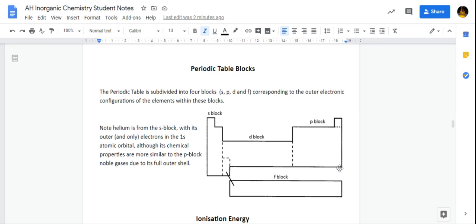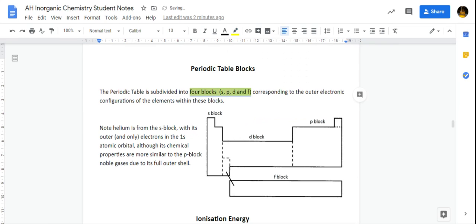This block here is the p block because you're filling the p orbitals as you move through this block. The transition elements are called the d block. And then the lanthanides and the actinides are called the F block. We're not going to deal with the F block in advanced higher chemistry. So the 4 blocks are S, P, D, and F.